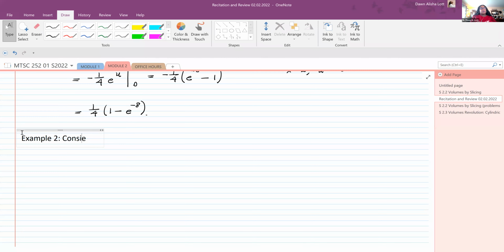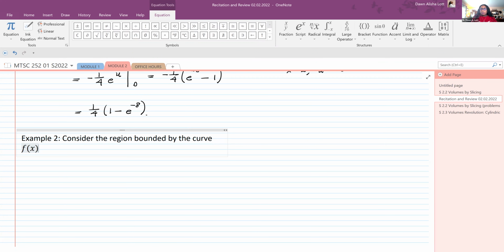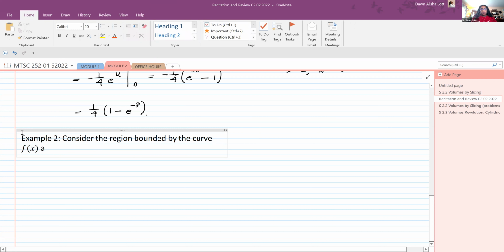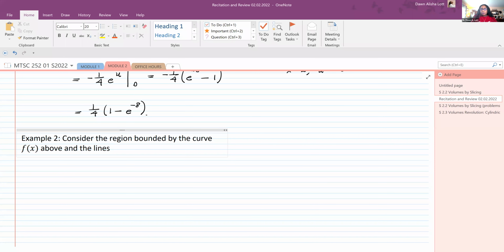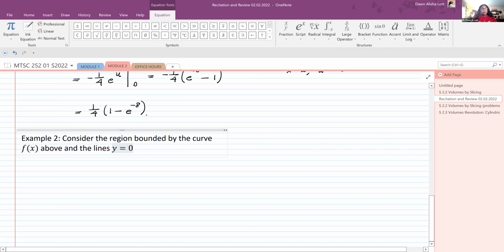Consider the region bounded by the curve f of x above and the lines y equals 0.